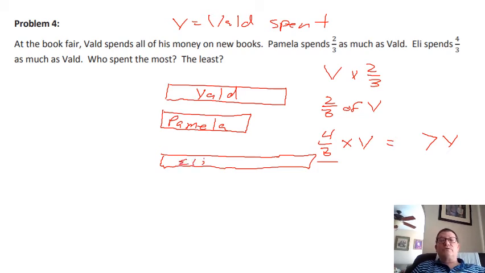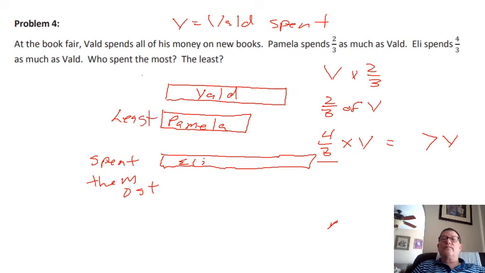So who spent the most? Eli spent the most, and Pamela spent the least. Okay? Notice we didn't have to work with any numbers. We just used our reasonableness.